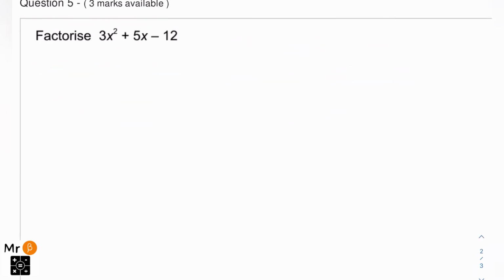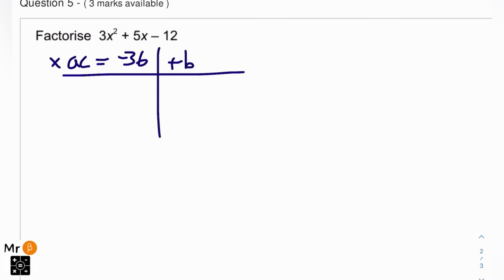Our fifth and final question, we're timesing to make AC, which in this case is negative 36, and we're adding to make B, which in this case is 5. We know to times to get a negative and add to get a positive, one of the numbers must be negative and one must be positive. So now we write down our factors of 36.